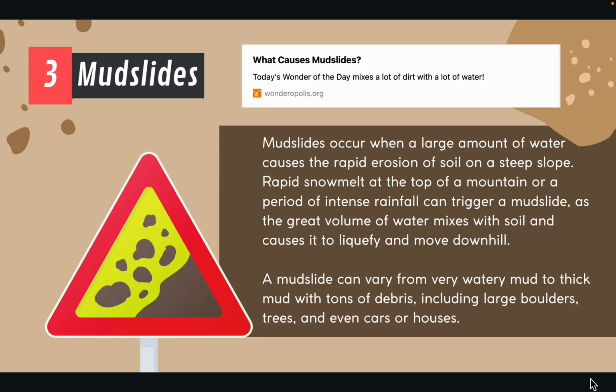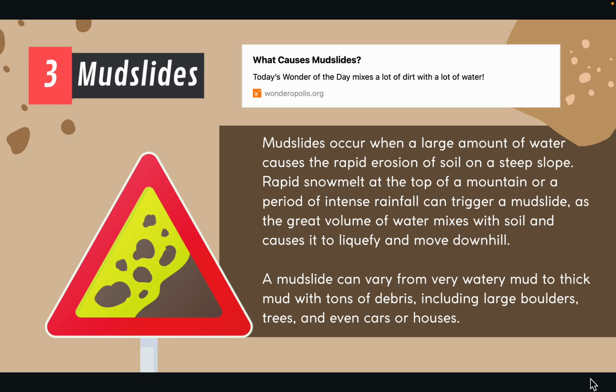And what are mudslides? Well, mudslides occur when a large amount of water causes the rapid erosion of soil on a steep slope. So rapid snowmelt at the top of a mountain or a period of intense rainfall can trigger a mudslide, as the great volume of water mixes with soil and causes it to liquefy and move downhill. And it could vary in texture. It could be really thick or it could be really watery.